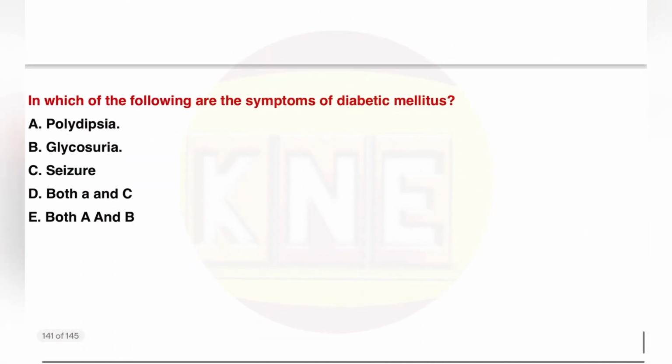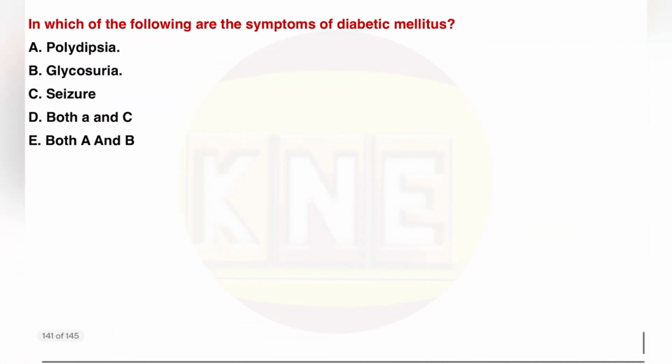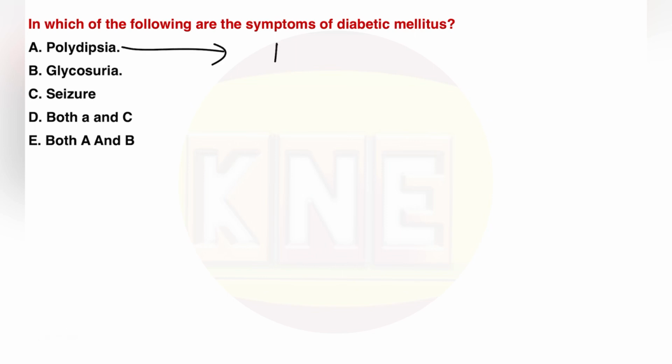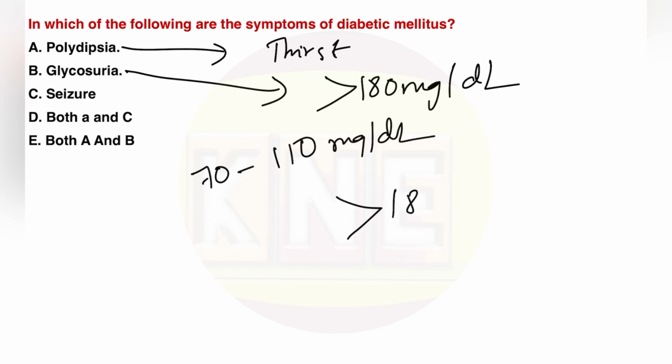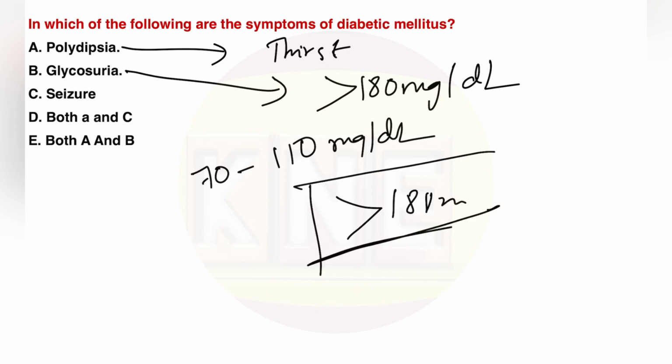We move on to the next question: which of the following are symptoms of diabetic mellitus? See, polydipsia means increased thirst. Glycosuria, more than 180 mg/dl. In a person, about 70 to 110 mg/dl is normal. If it goes more than 180 mg/dl, that is said to be abnormal or diabetic mellitus.